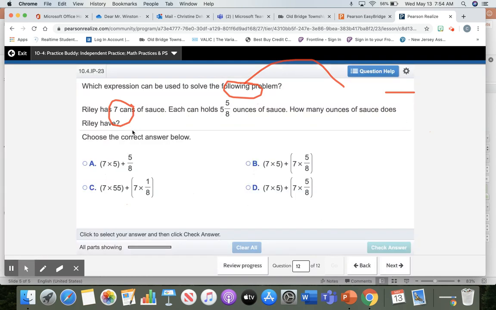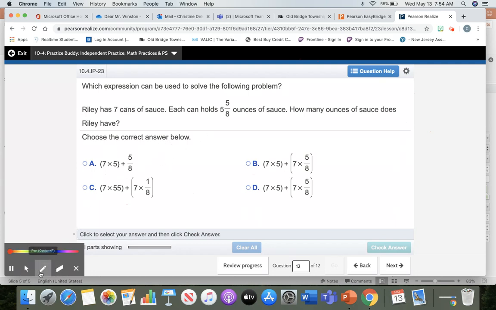Last and final. Which expression can be used to solve the problem? Now this goes back to you making sure you dissect the problem. Okay, Riley has 7 cans of sauce. Each holds 5 and 5/8 ounces of sauce. How many ounces of sauce does she have altogether? Or he have altogether, because Riley could be a boy or a girl.